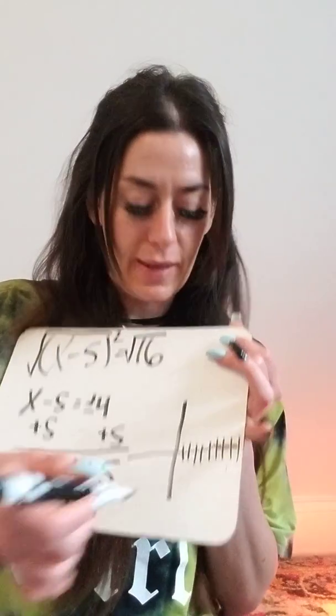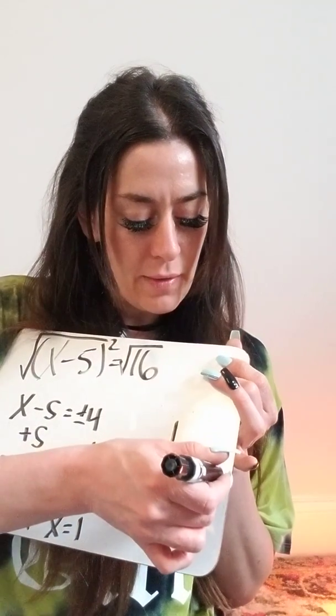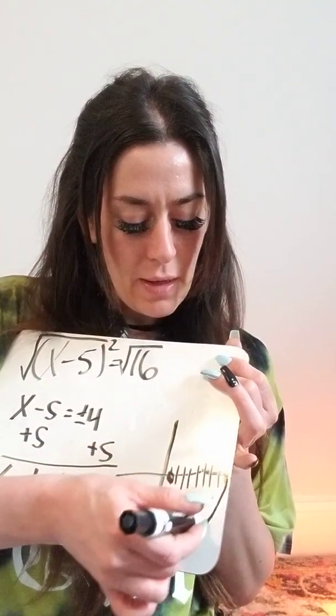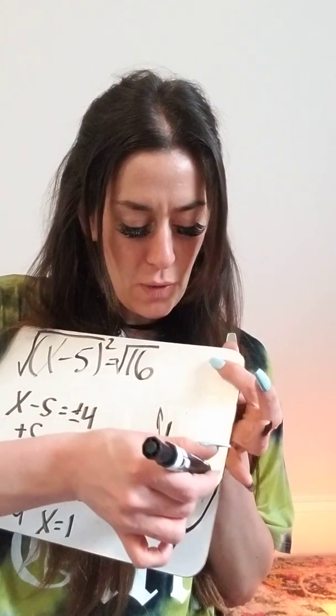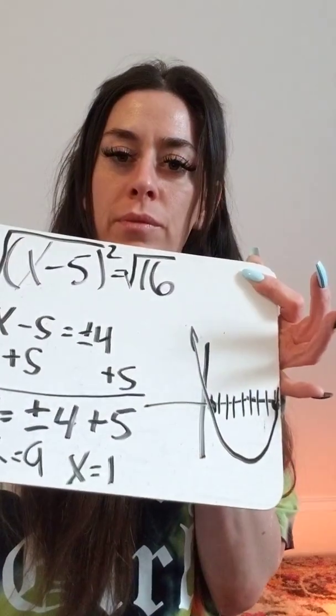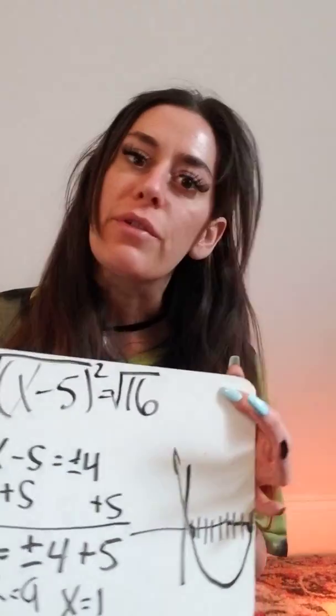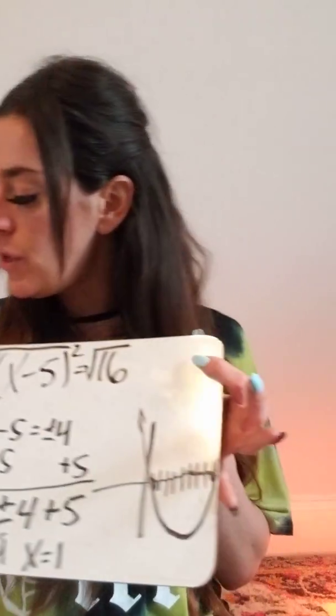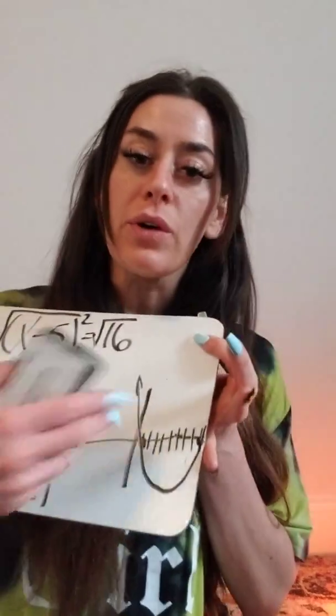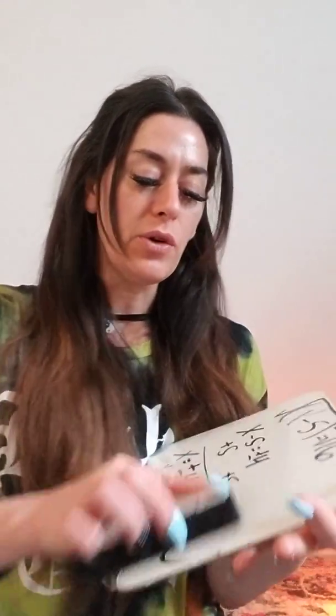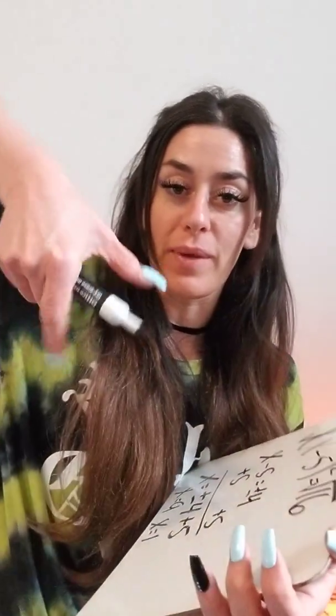Oh my gosh, I got lucky. So that's going to cross here and here. Wait, actually the original was negative. So it was a negative 2. It's still going to cross at 1 and 9, but this one's going to open down because it was negative 2.